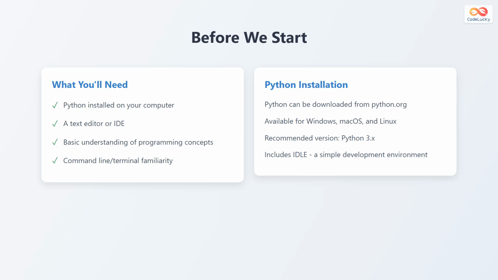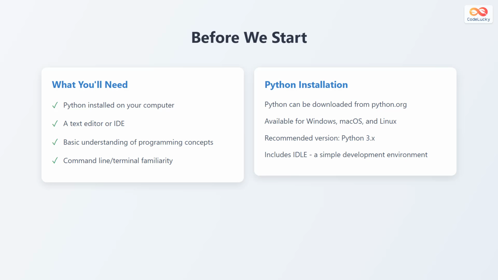Before we dive into writing code, let's ensure we have everything set up. First, you'll need Python installed on your computer. Second, you'll need a text editor or an integrated development environment, or IDE. Third, a basic understanding of programming concepts is beneficial. Finally, familiarity with the command line or terminal will be helpful.